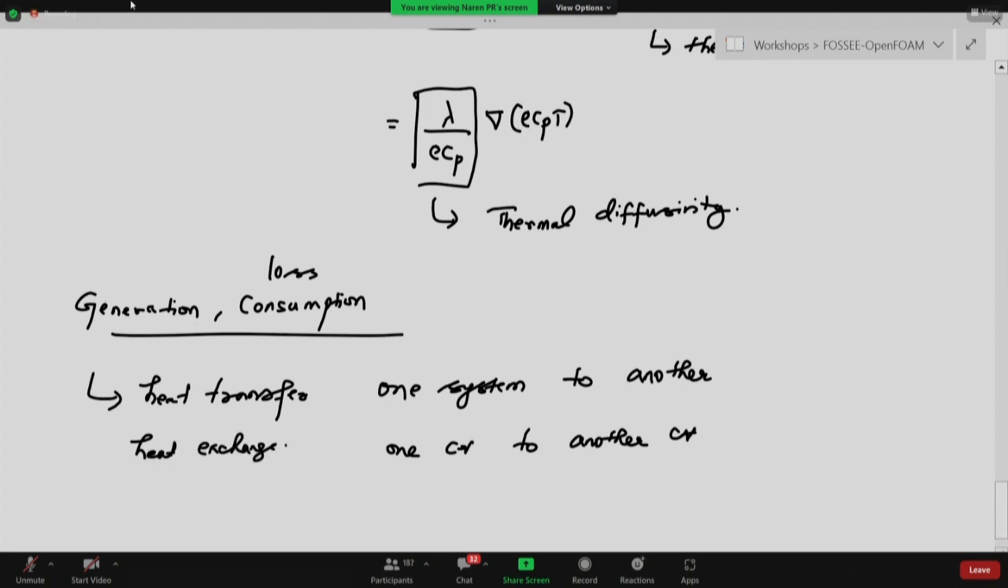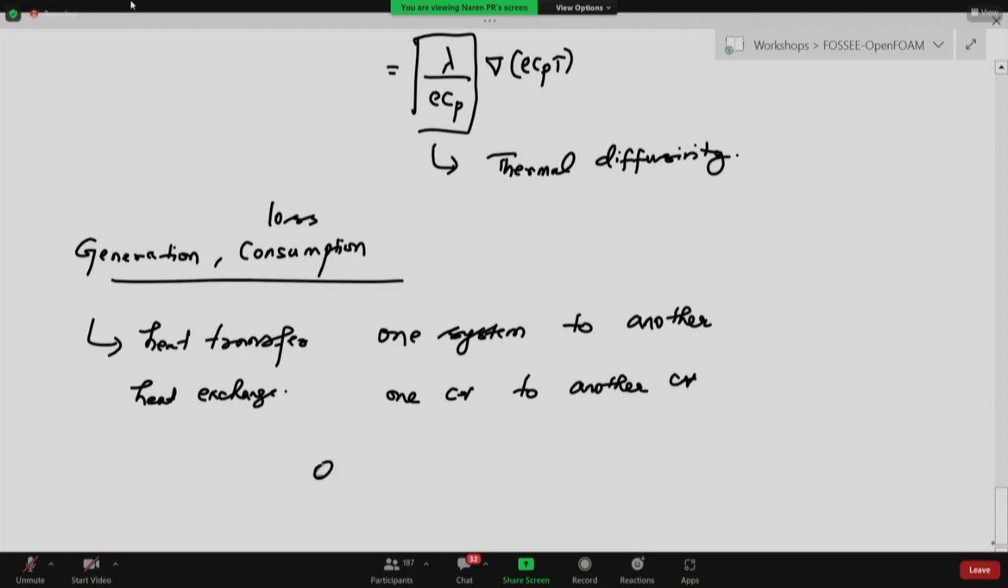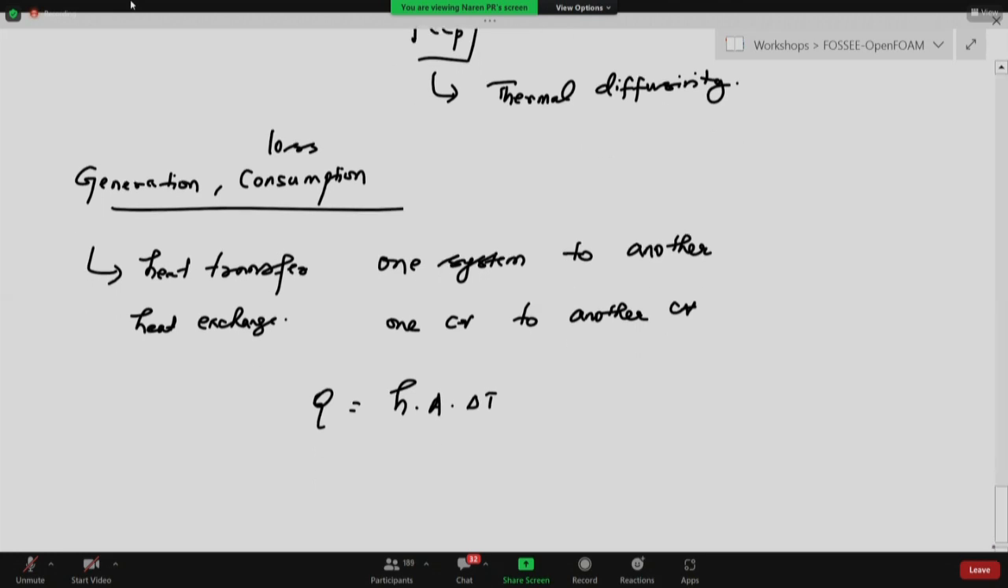And for this heat exchange, we know the equation Q is equal to HA delta T, right? Heat transfer coefficient times the area of contact between the two systems times the temperature difference. There's another means also by which this generation and consumption can happen. That is because of reaction.